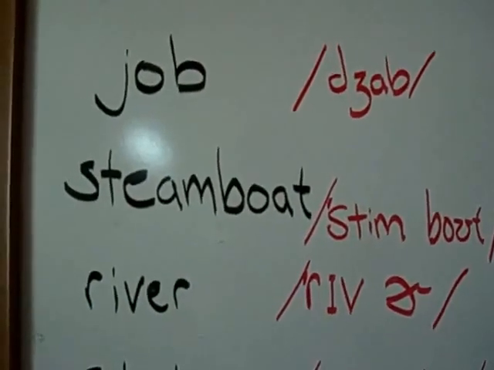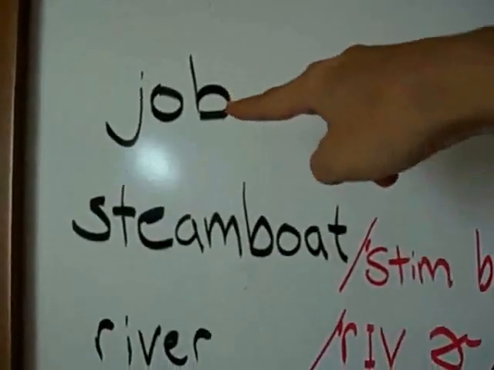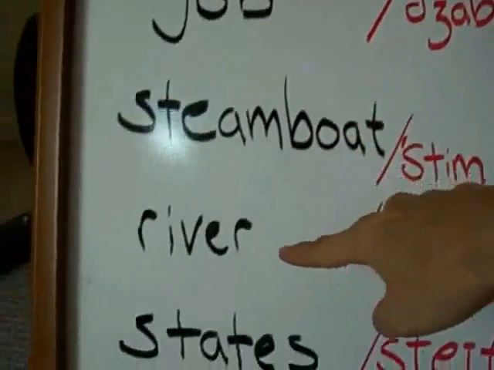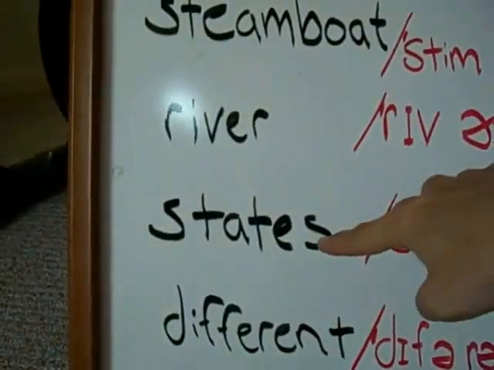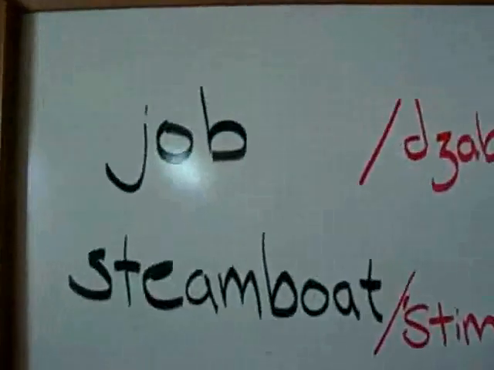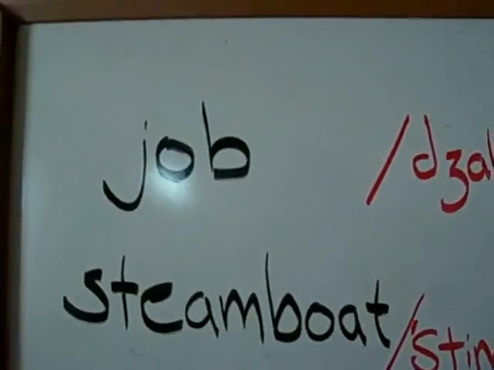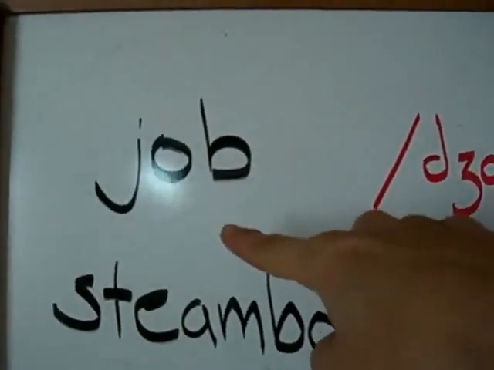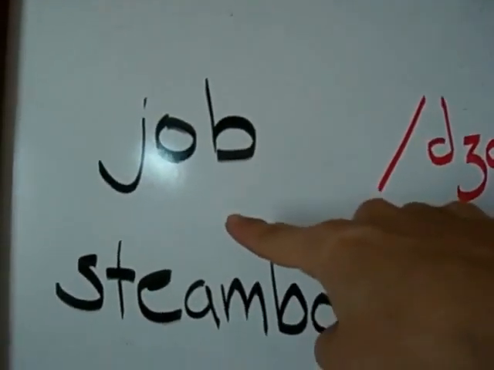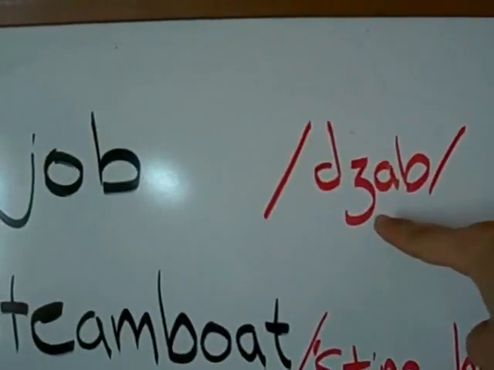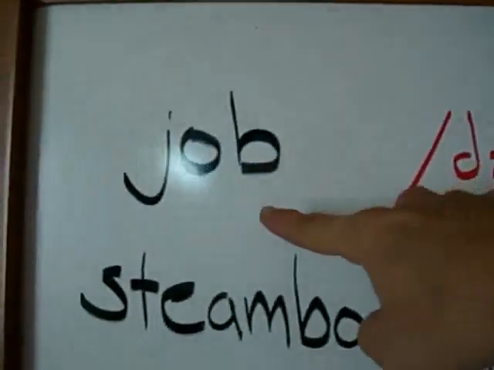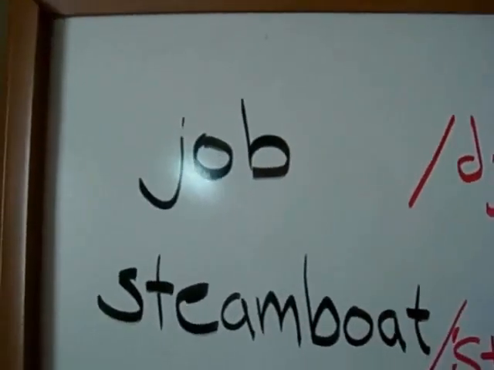At the beginning of this lesson, I talked about getting a job on a steamboat. I traveled along the river, and I saw different states. To count the syllables, we're going to count vowel sounds. In this first word, job, there is one vowel sound, ah. In phonetic transcriptions, it looks like that. So one vowel sound, one syllable.